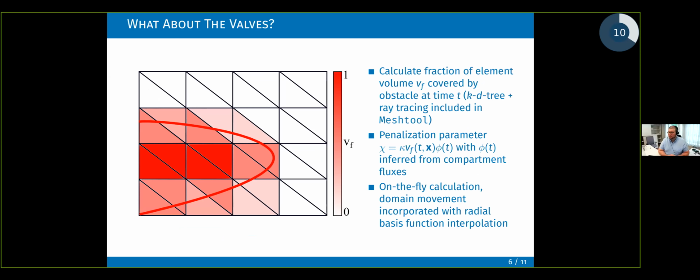So what about these valves I mentioned briefly? What we use is basically we calculate the fractional volume map. So we have the surface description of this valve, and basically calculate what's inside, what's outside, and then assign a fractional volume to the elements in the mesh. This can be done in a very fast and efficient way.